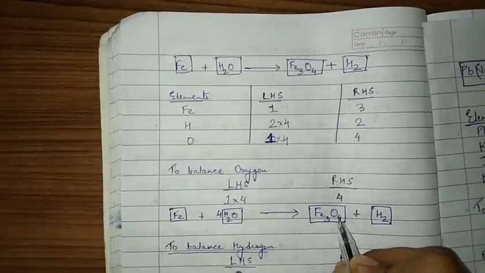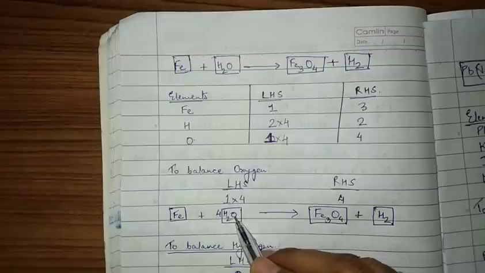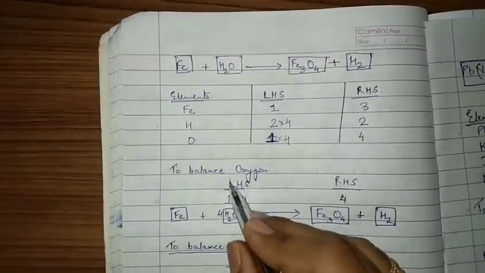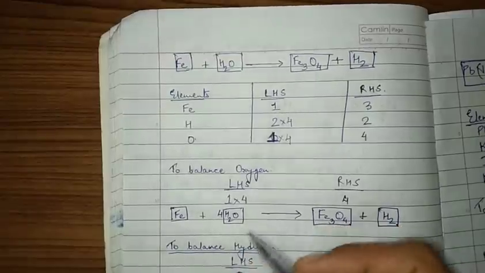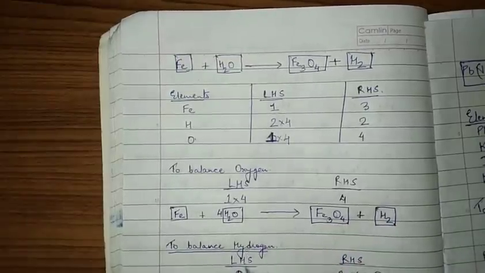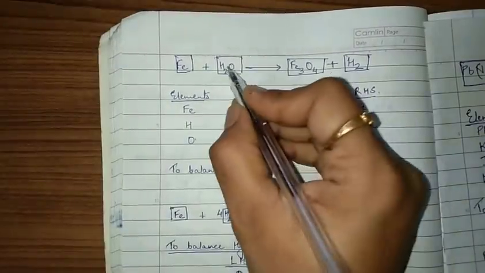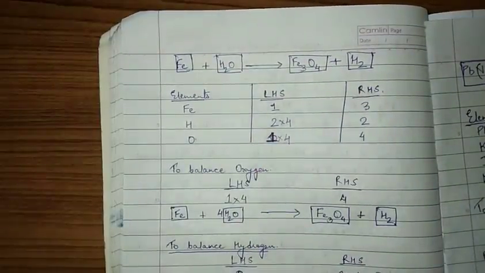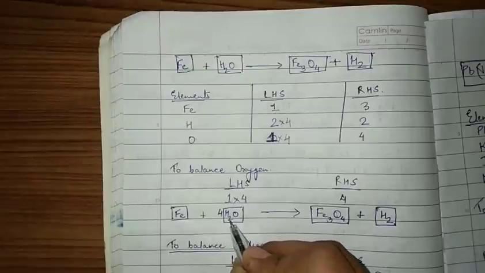So what we can see here is that oxygen is 4 atoms on the left hand side and oxygen is 4 atoms on the right hand side. This means oxygen is balanced now. We have balanced oxygen by multiplying it by 4 on the left hand side. We also multiplied hydrogen on the left hand side because hydrogen was existing along with oxygen. But what we found was that hydrogen now became how much? 8, 4 into 2, 8 atoms.